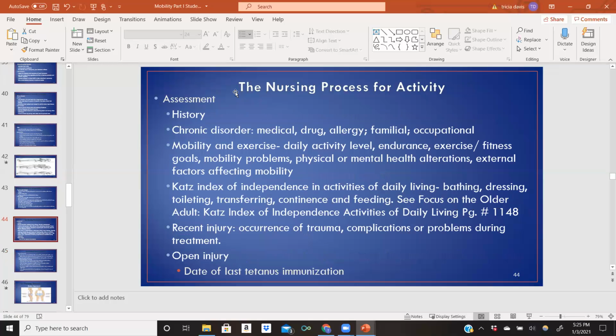So the nursing process for activity, you're going to do that assessment, right? You're going to gather a good history on the patient, find out everything that's going on with them. You're going to identify any chronic disorders, medical drugs, past medical history, any current drugs that they take, any allergies, any familial issues that they have, like breast cancers or prostate cancers that run in their direct immediate family, any occupational hazards, or what is their occupation.